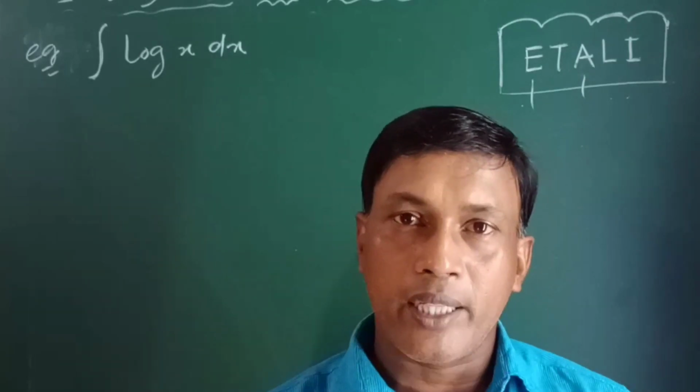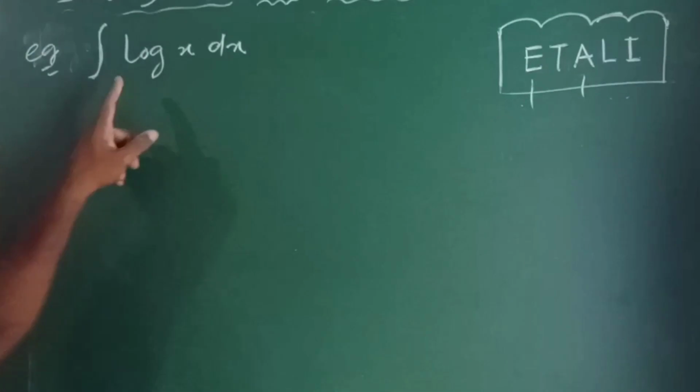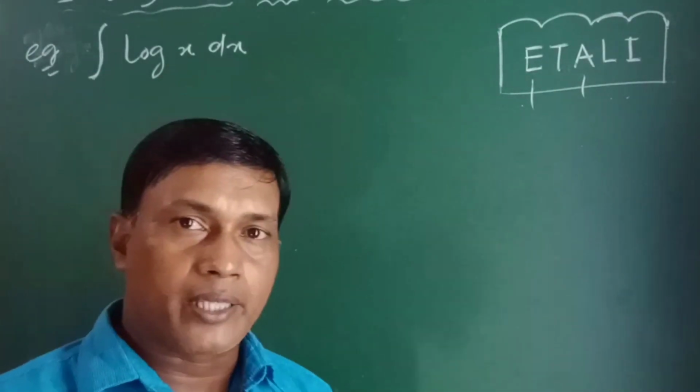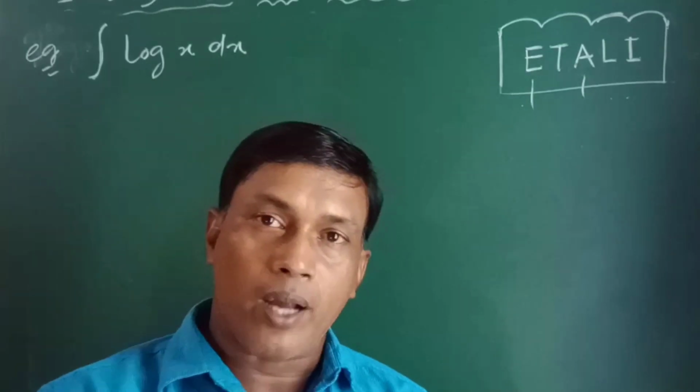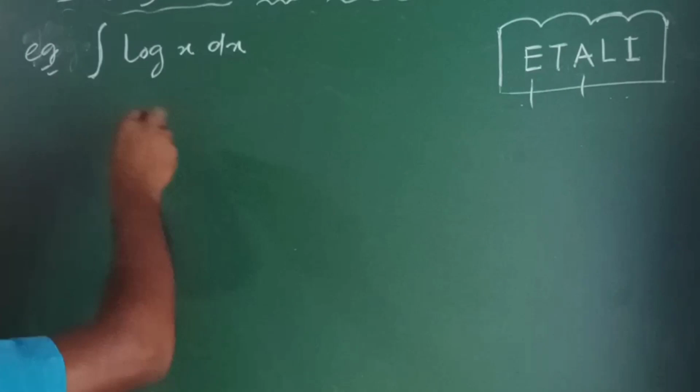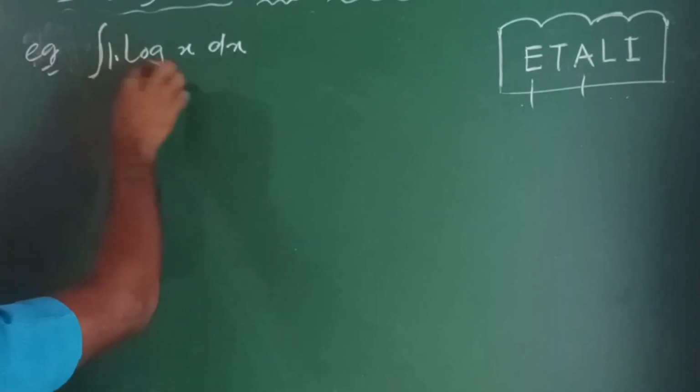So how can we integrate log x? Look here. Integrate log x dx. When you integrate a logarithm function, multiply by 1. Log x into 1 is log x. So here is log x. I multiply by 1. 1 into log x is log x.